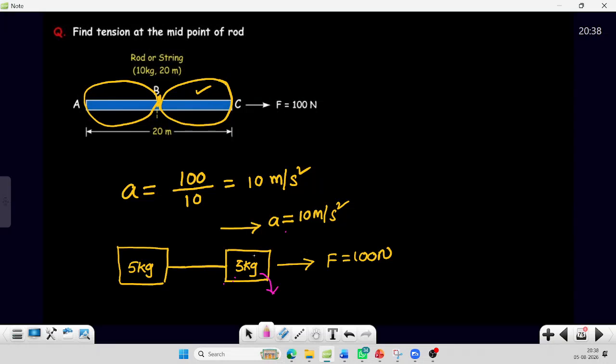M is 5, a is 10. How much will it take? 50 it will take. Now we applied 100, so 50 will be taken by this block. How much is left out here? That will be given to this block. So how much is the tension? 100 minus 50, that is equal to 50 newtons. The same way, we have seen two blocks, three blocks connected, the same thing we will convert like that.